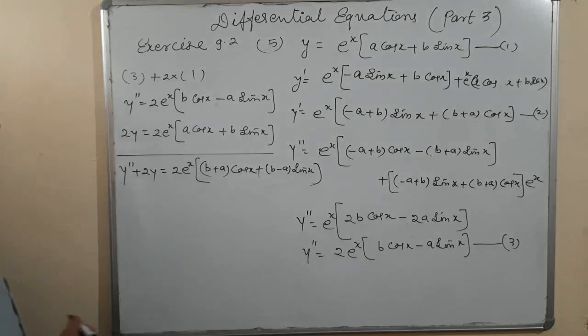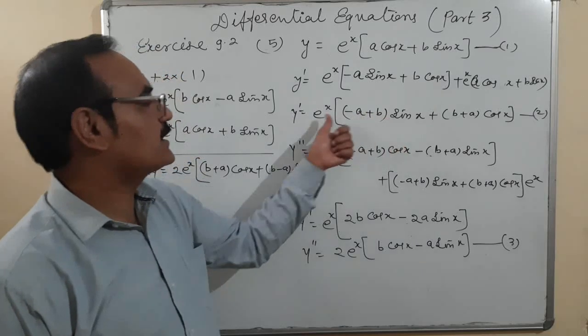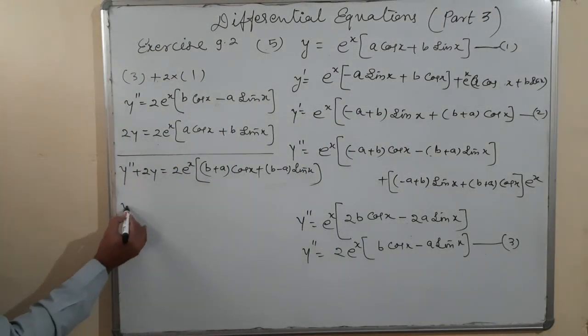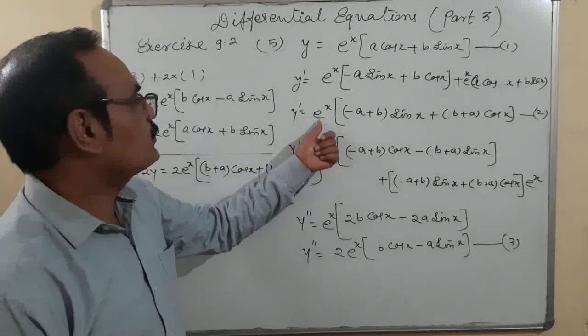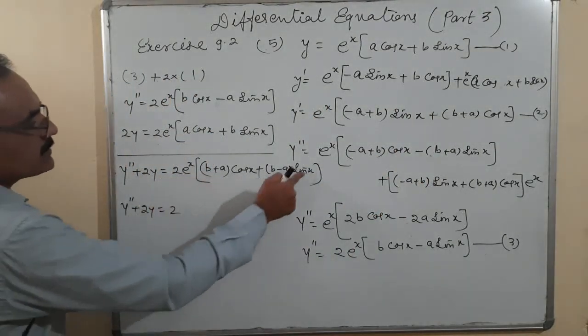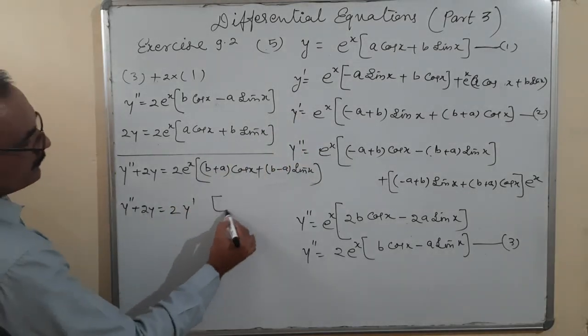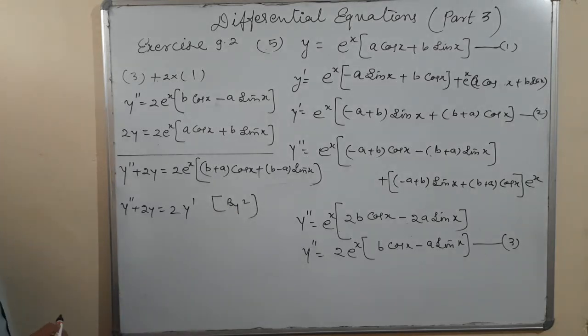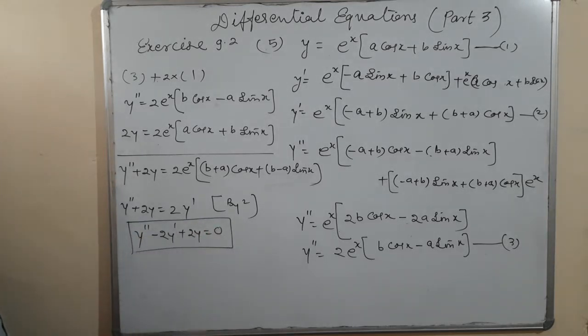Is it okay? Clear? And you can see equation number 2 is the same as (b plus a) cos x plus (b minus a) sin x, e to the power x. Okay. So y double dash plus 2y is equal to 2 as it is. And what is the value of e to the power x, this term? This entire term can be replaced by y dash. Clear? So now the result is y double dash minus 2y dash plus 2y is equal to 0. This is the differential equation.